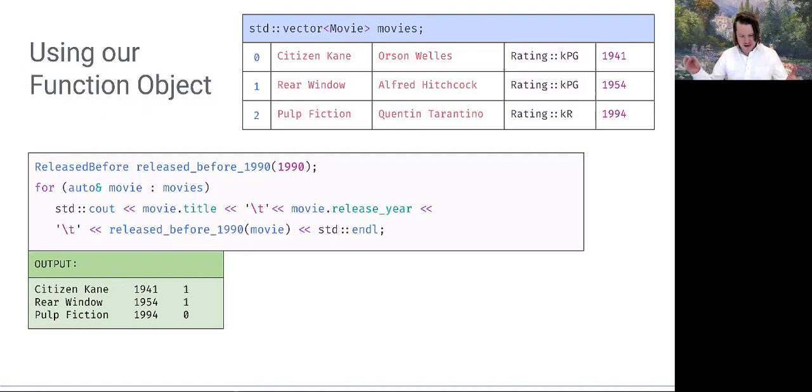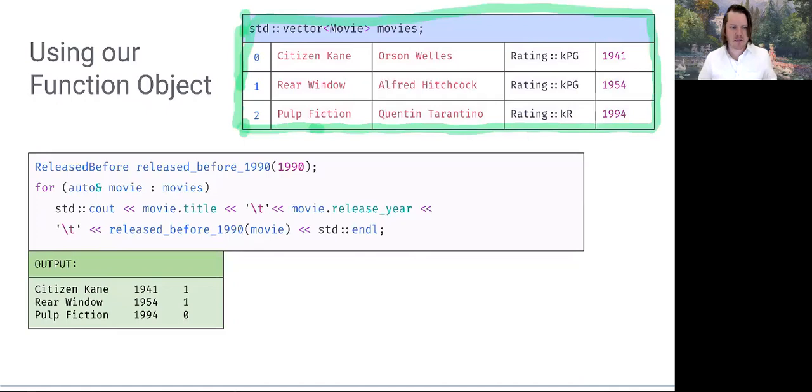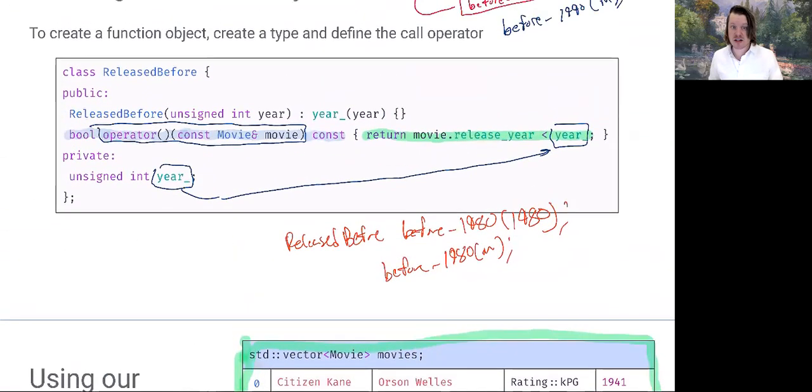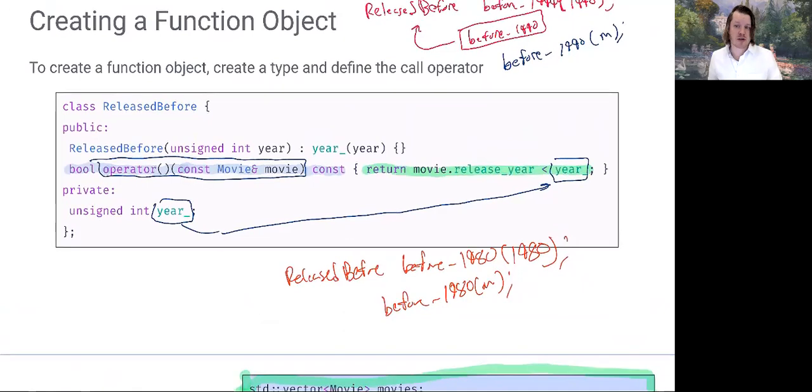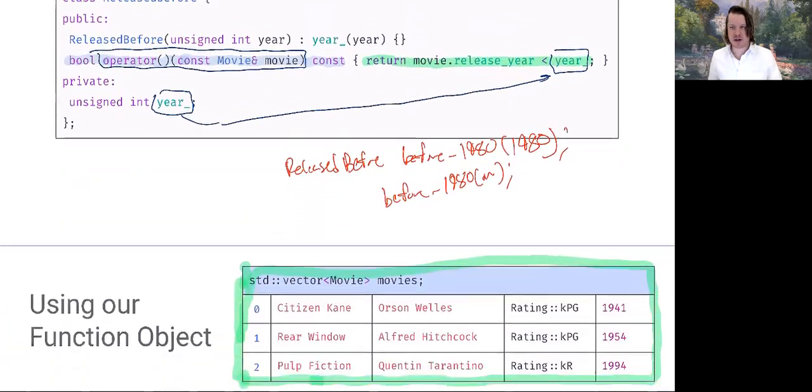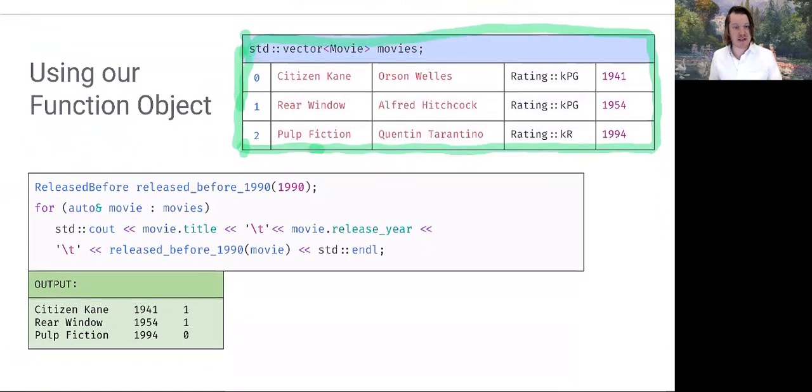So let's go ahead and look at a simple loop here. Let's iterate through each movie within our collection of movies, which I have gone ahead and listed out here. At index 0 of our movies collection, we have Citizen Kane. 1, we have Rear Window. 2, we have Pulp Fiction. The first movie that's going to get passed to our function object is Citizen Kane. So we'll hit our definition of its call operator, and we're going to return true if Citizen Kane has a release year less than 1990. And in this case, it does.